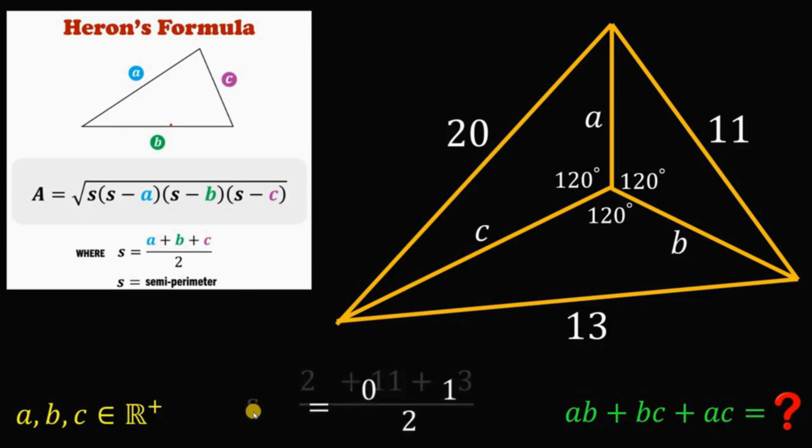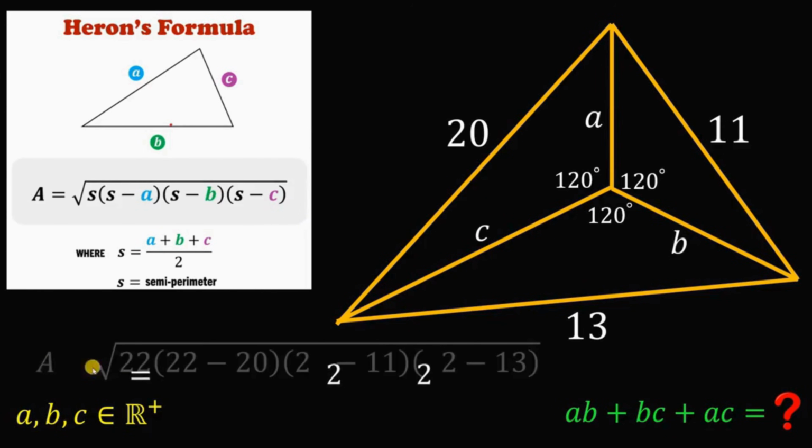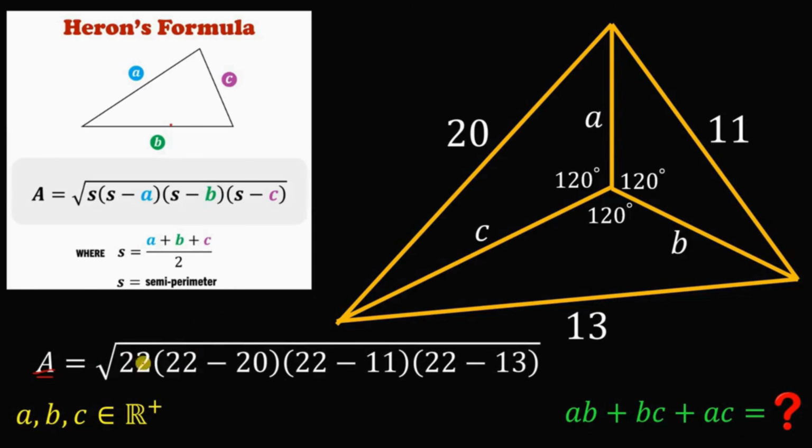So let's use this. S, or the semi-perimeter, must be equal to 20 plus 11 plus 13 divided by 2. Now 20 plus 11 plus 13 will give us 44, and 44 divided by 2 will give us 22. So this is our semi-perimeter. We can now get the area using Heron's formula. If we do that, the area of this triangle must be equal to the square root of 22, this is S, multiplied by 22 minus 20, multiplied by 22 minus 11, multiplied by 22 minus 13.